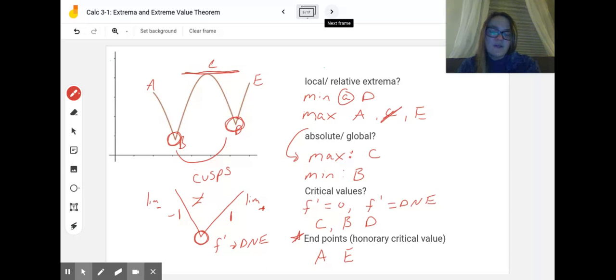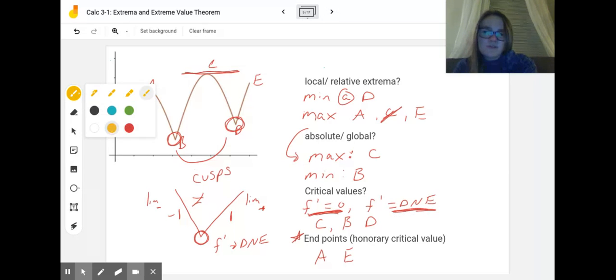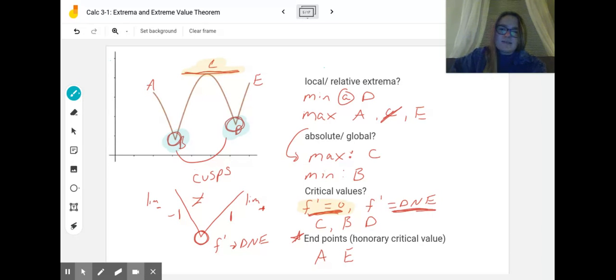Critical values. I want to know where is the derivative, where does the slope equal 0, and where is the slope undefined? Well, the slope is equal to 0 here at C, and I actually know that the slope is going to be undefined at B and at D. The reason the slope is undefined at B and D is because a cusp happens there.